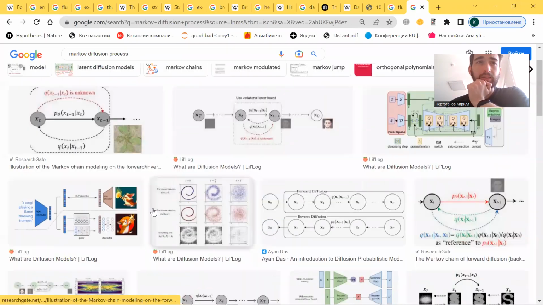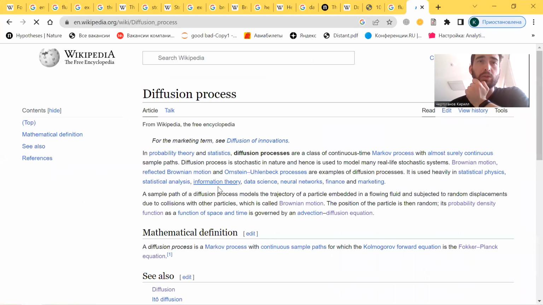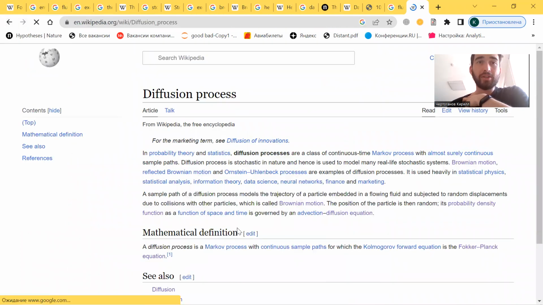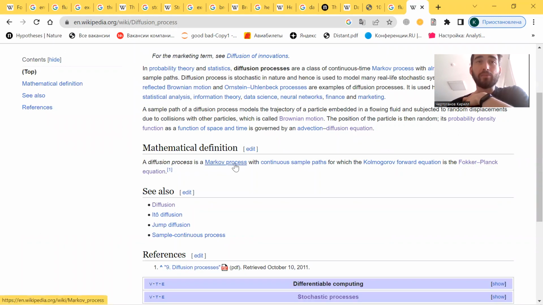What is a Markov diffusion process? A diffusion process is stochastic in nature and hence it is used to model many real-life stochastic systems, such as Brownian motion, Einstein and Ornstein-Uhlenbeck processes. It is used heavily in statistical physics. The mathematical definition is quite important: a diffusion process is a Markov process with continuous sample paths for which the Kolmogorov forward equation is a Fokker-Planck equation.